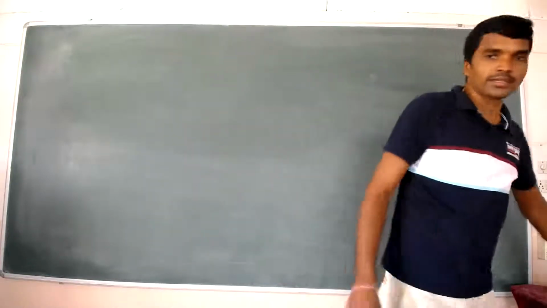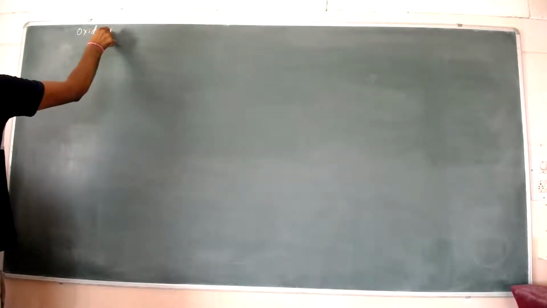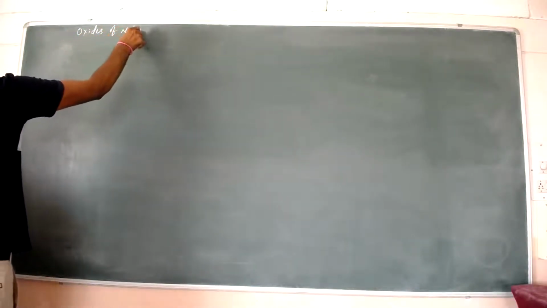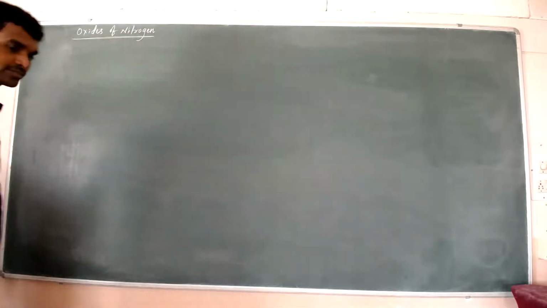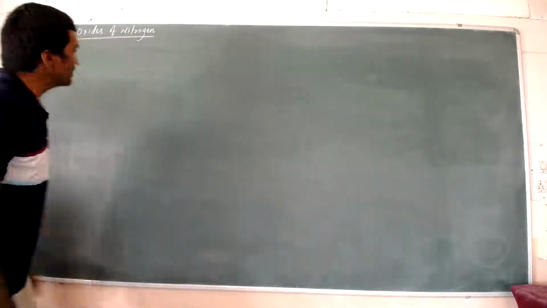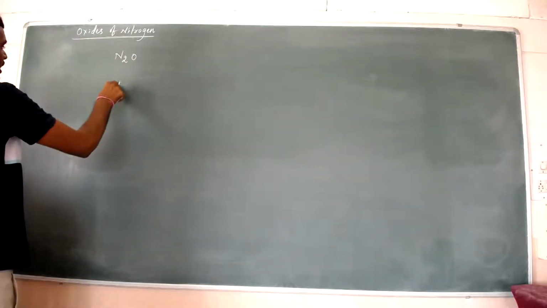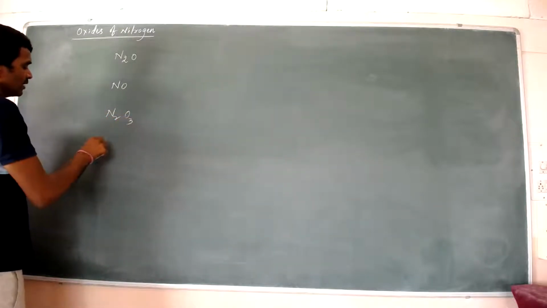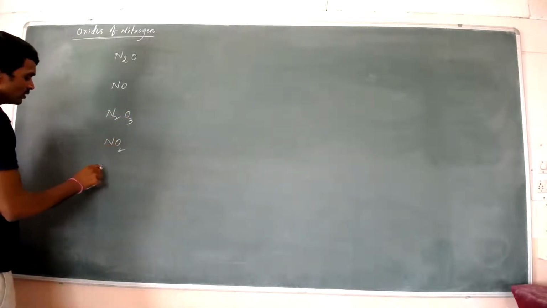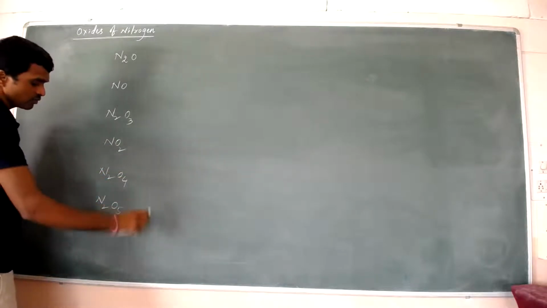Oxides of nitrogen. This table is very important. We are going to discuss the oxides of nitrogen. In the oxides of nitrogen, the first one is N2O, then NO, then N2O3, then NO2, then N2O4. The last one is N2O5.